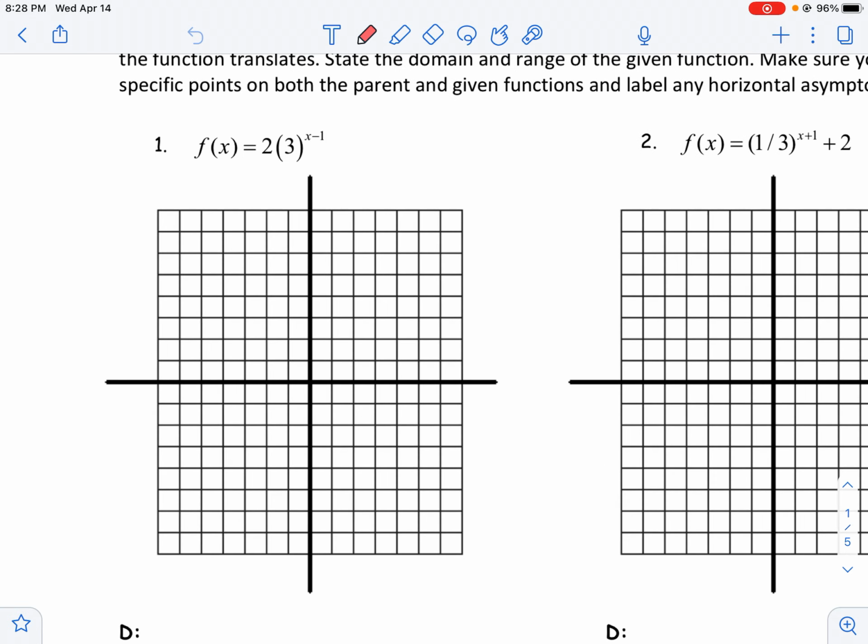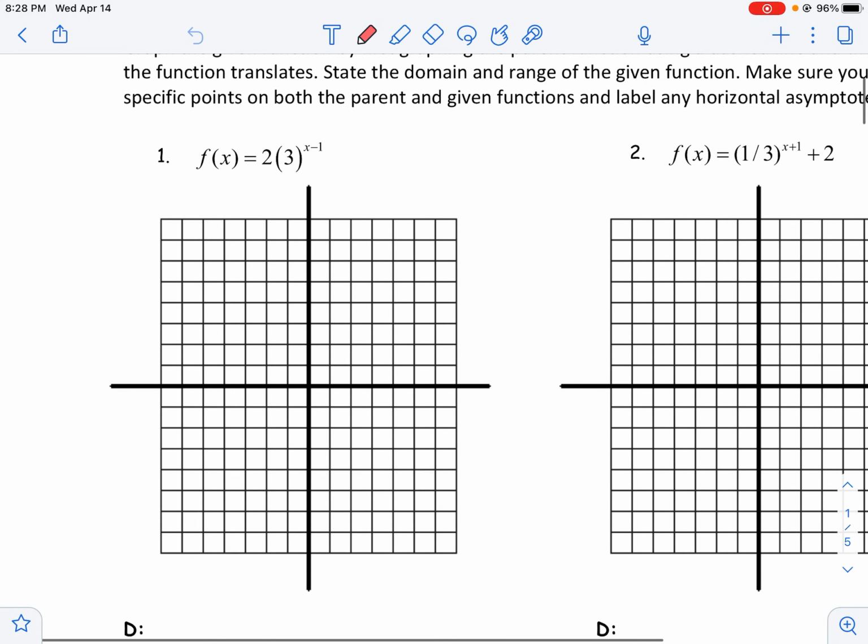Label any horizontal asymptotes. When we first look at this, we need to decide, is it an exponential function or is it a log function? In this case, we're looking at an exponential function because it's 3 raised to the x. So our parent function is y equals 3 to the x.